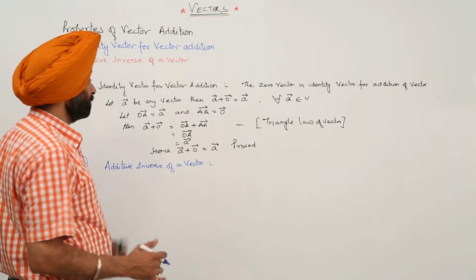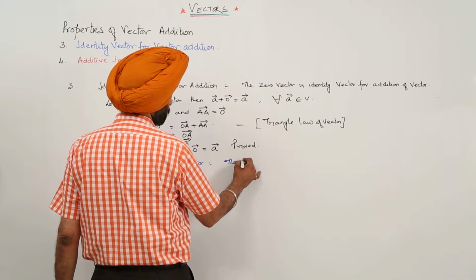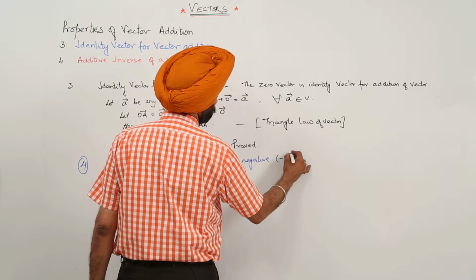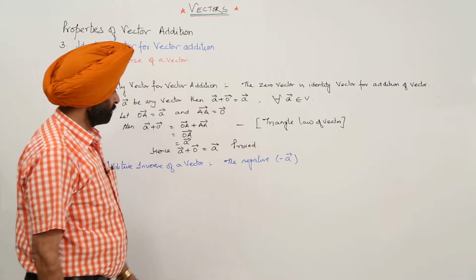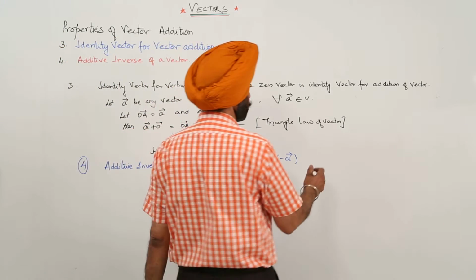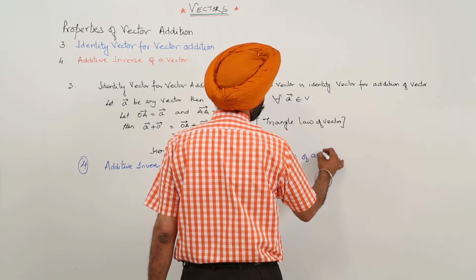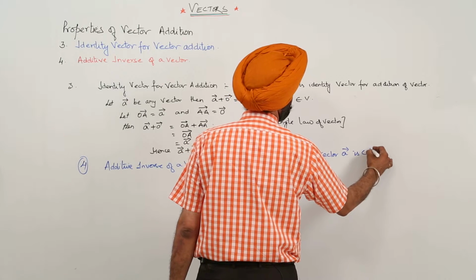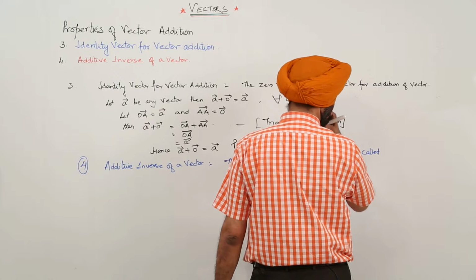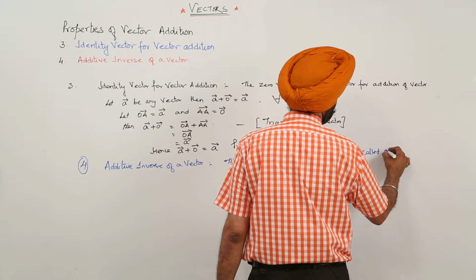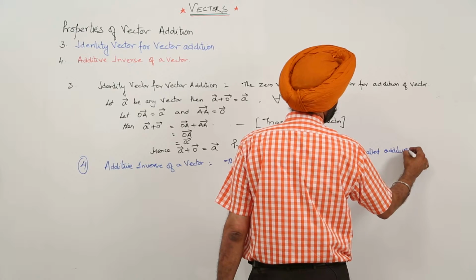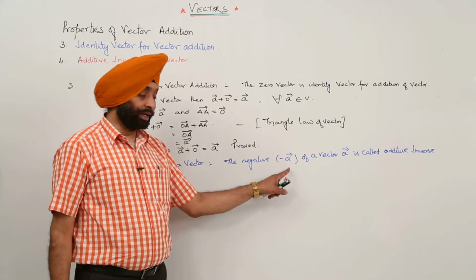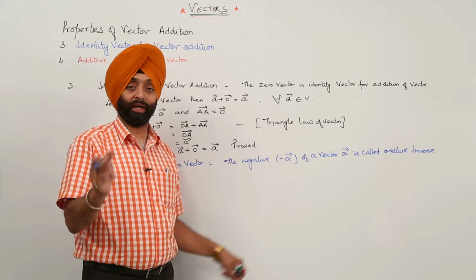Additive inverse. Now what is additive inverse now? The negative, that is negative of A, the negative value, negative of A of a vector is called additive inverse. Okay. So for any vector, negative of itself of that particular vector is called its additive inverse.